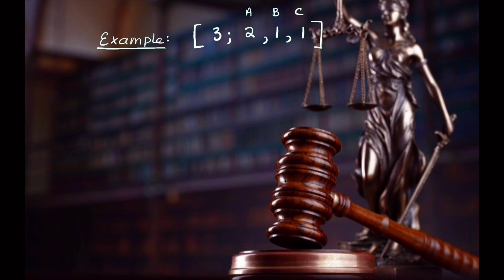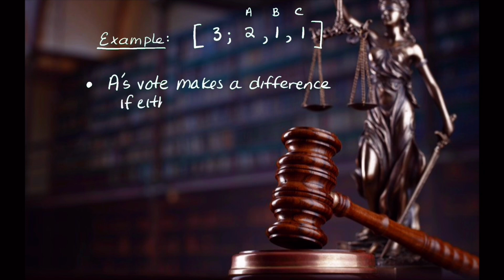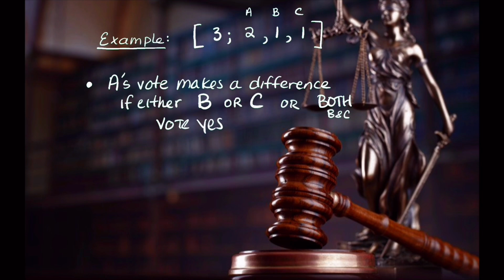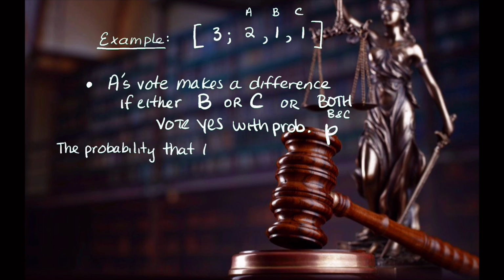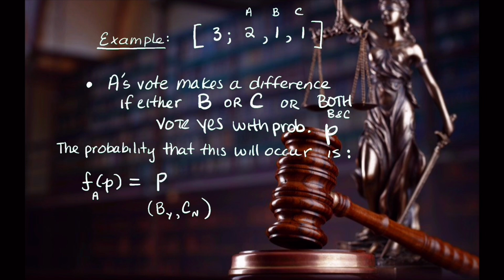So consider the particular weighted voting system with players A, B, and C. We see that A's vote will make a difference if either B or C, or both, vote yes. And they vote yes with probability P. So, with this particular scenario, the probability that this will occur, we will call a function of probability P for player A.